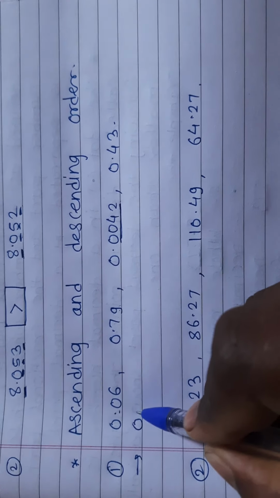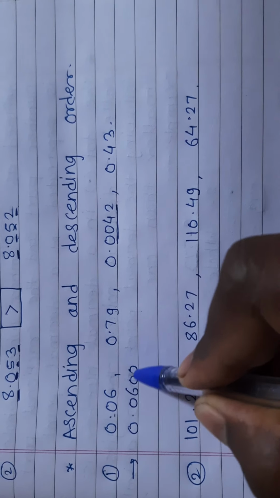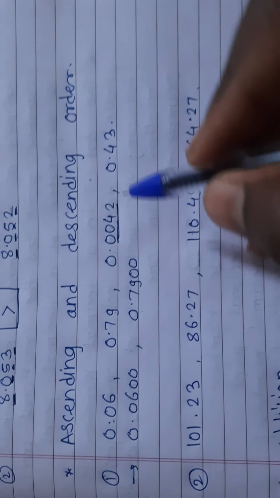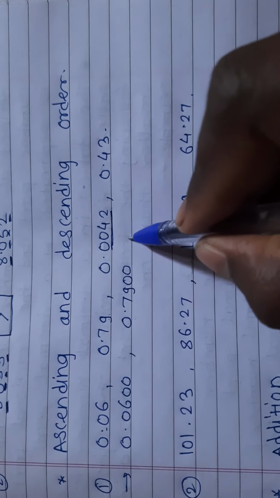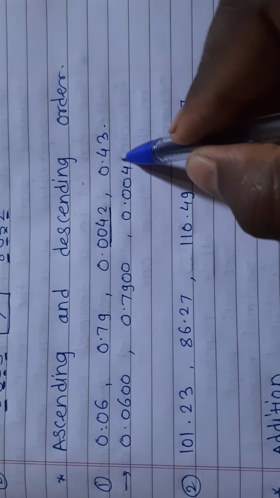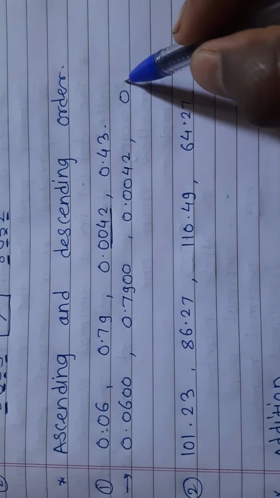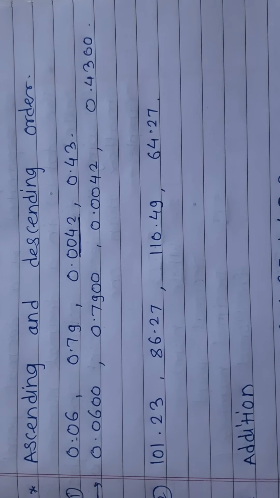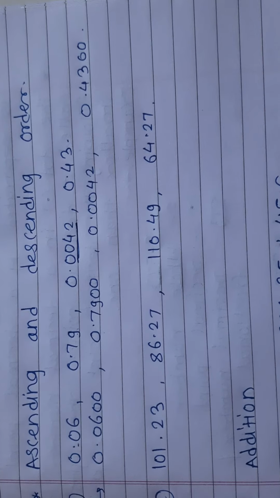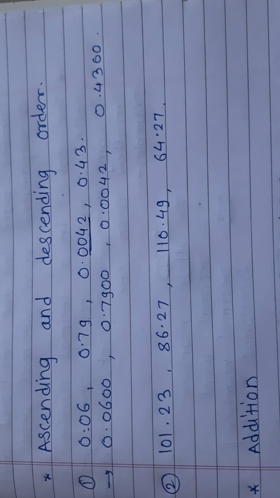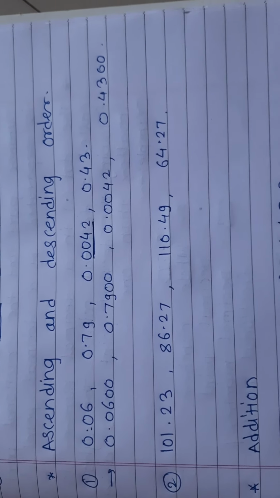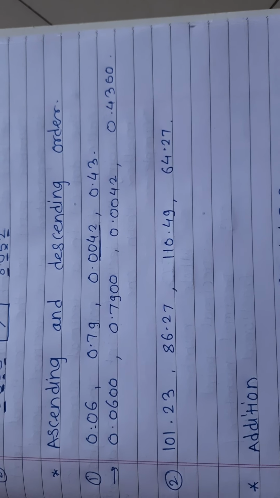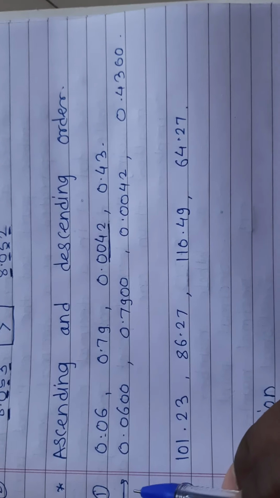Okay, so 0.0600. The second one, 0.7900. The next number is 0.0042, same to same, and 0.4300. Then the second step: arrange these decimal numbers in ascending order. What is meant by ascending order? Ascending order means small to big.